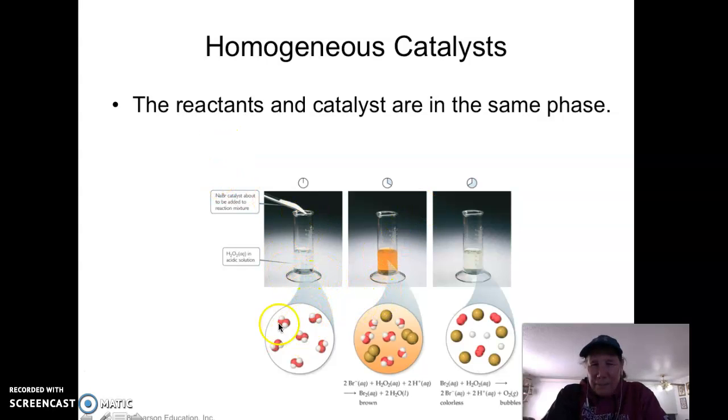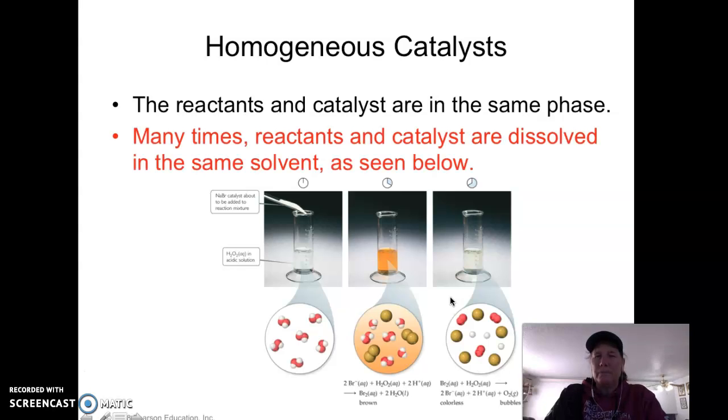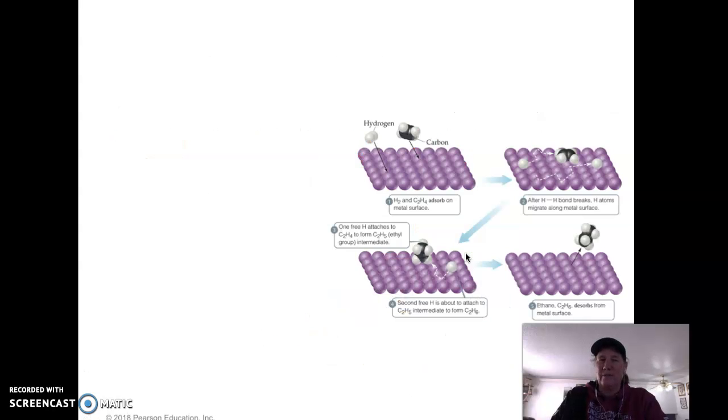This is where we got water, and then we add sodium bromide to it. And then you can see it changes the reaction because they're both liquids, okay? If you have reactants and catalysts dissolved in the same solvent, then again, these are actually dissolved in water. They're both aqueous solutions. So because they're both in the same phase, reaction happens. It lowers activation energy and the reaction happens faster.